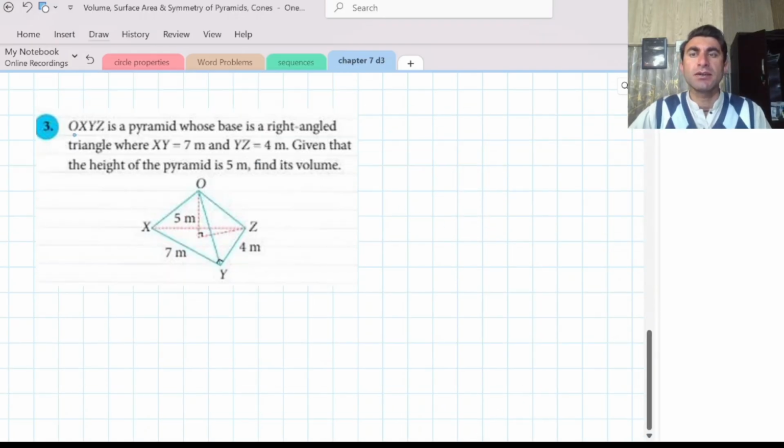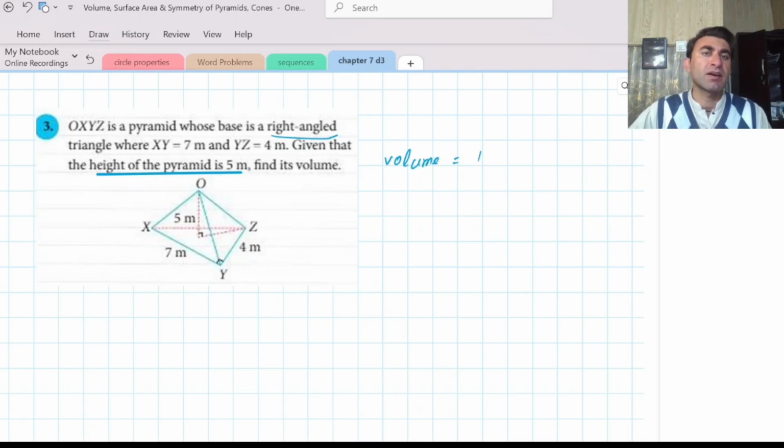Now in question 3, OXYZ is a pyramid whose base is a right angled triangle with XY 7 meters, YZ 4 meters, given that the height of the pyramid is 5 meters, and we have to find the volume again. Volume is one third the base area times height, but now we are not given the base area, though we are still given the dimensions of the base. As we can see, the base in this case is right triangle XYZ, and we know how to find the area of a right triangle.